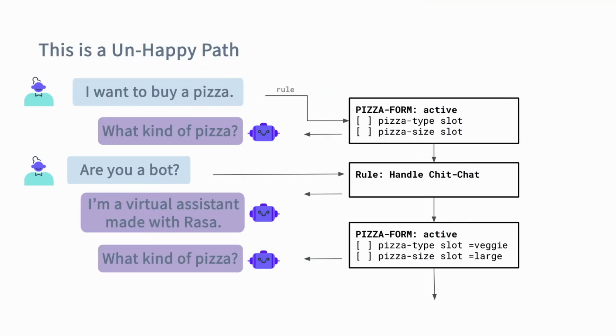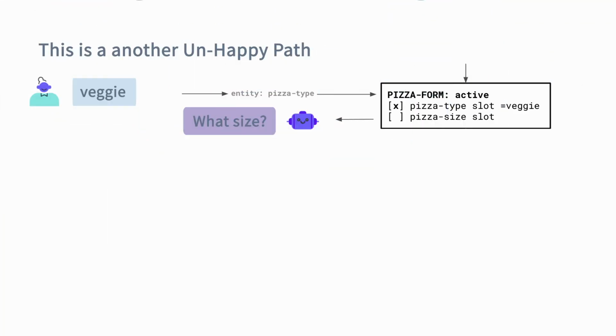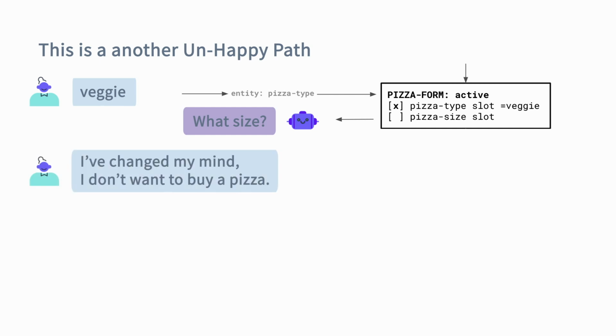We've just seen an example of an unhappy path that involves an interruption, and it's good to make sure your form is robust against those. But there are also other unhappy paths that we might come across. Let's consider the case where the user no longer wants to fill in the form. How do we then shut it down?